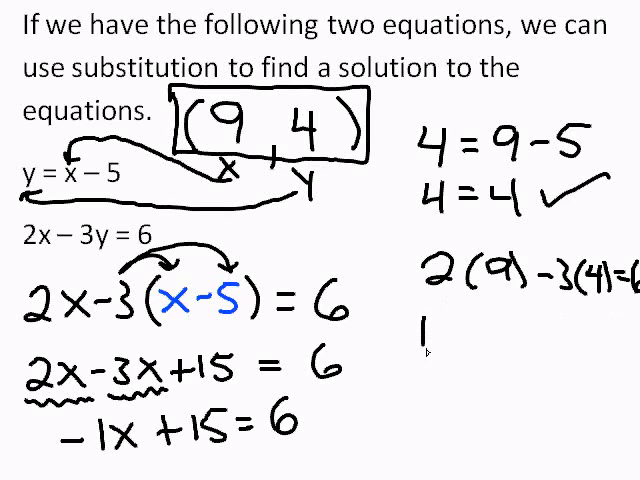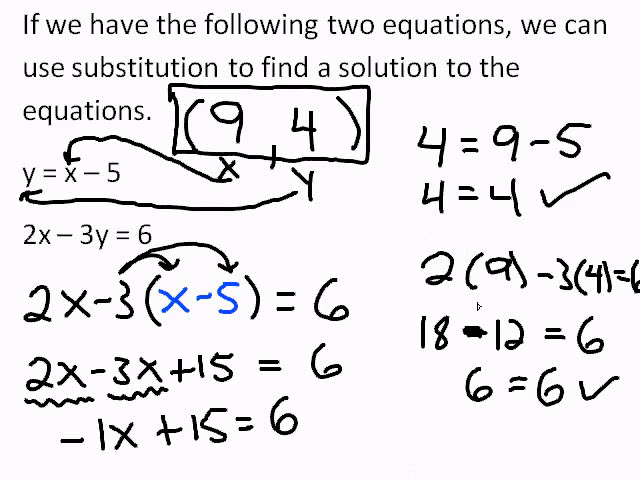So 2 times 9 is 18, minus 3 times 4 is 12, is equal to 6. 18 minus 12 is 6. 6 equals 6, so our solution checks out for the second equation too. We've now shown that the solution we found by substitution is indeed a solution to the linear system.